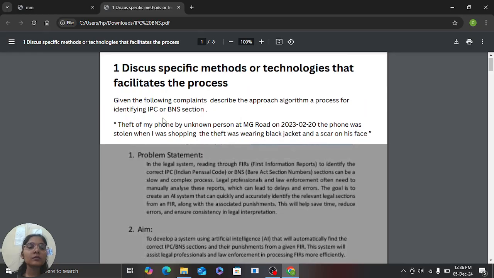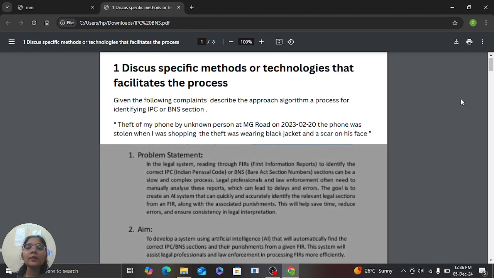We have been given a complaint: a theft of my phone by an unknown person at MG Road on 2023. The phone was stolen when I was shopping. The thief was wearing a black jacket and a scar on his face. So this is the complaint, and we need to apply approaches and algorithms for identifying the IPC and BNS section for this complaint.